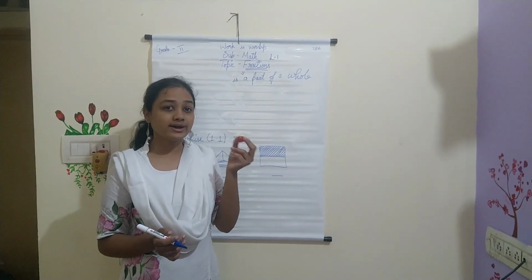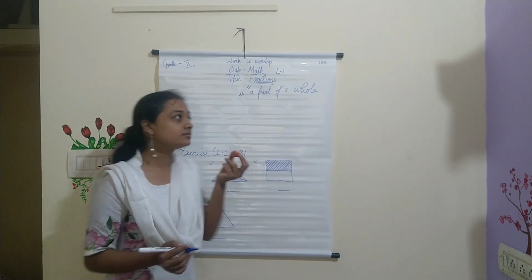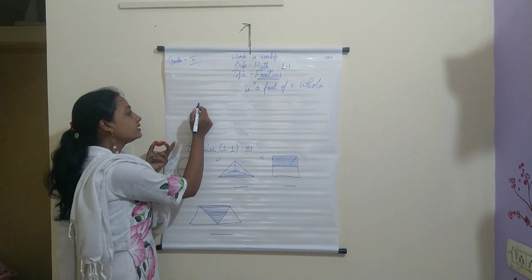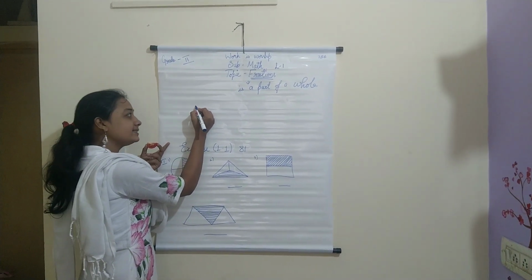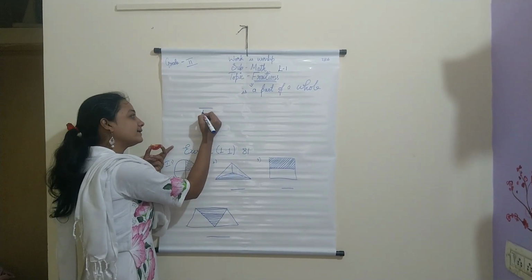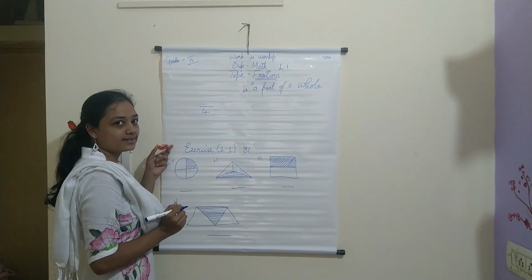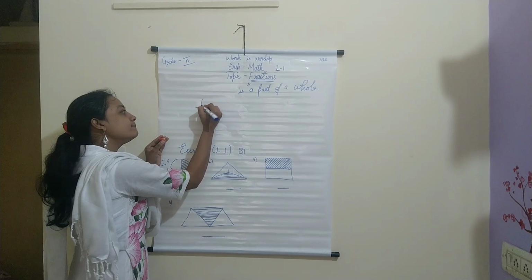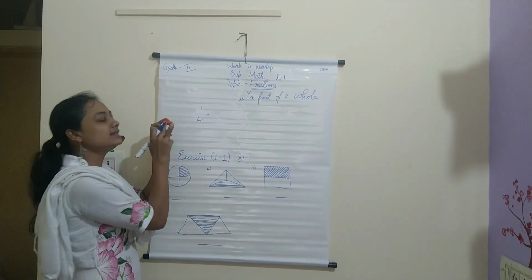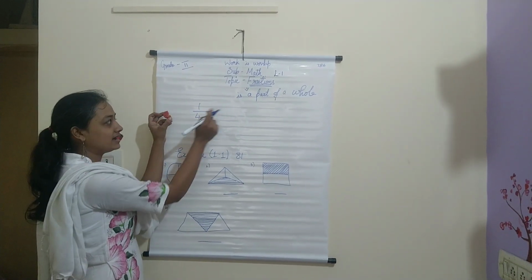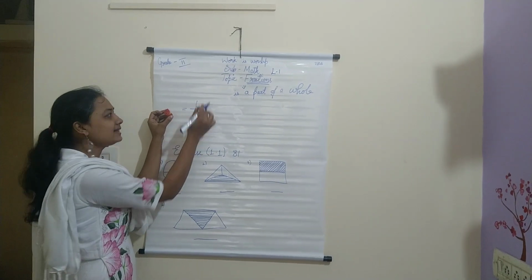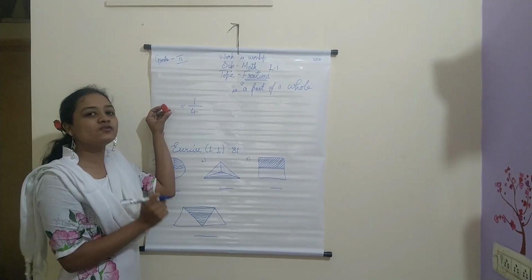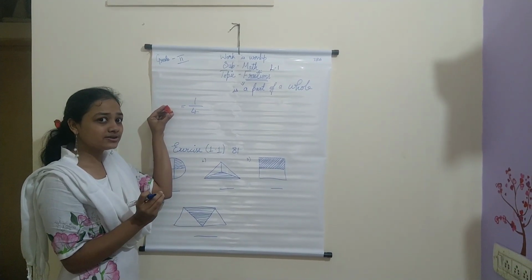So what is this 1 part called now? Let's see. How many parts did I cut the tomato into? I cut it into 4 parts. And how many parts am I taking here? It is 1 part. So this 1 part in fraction is called 1 by 4. Did you understand this, children?